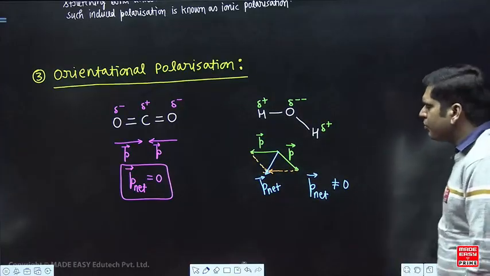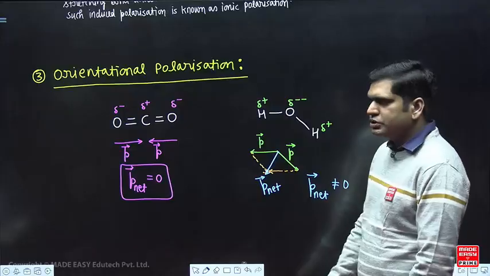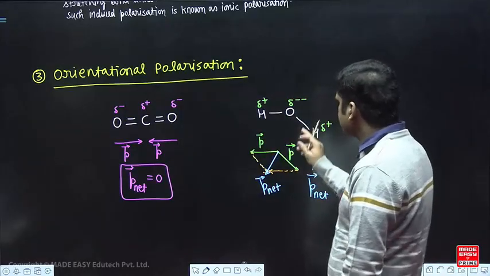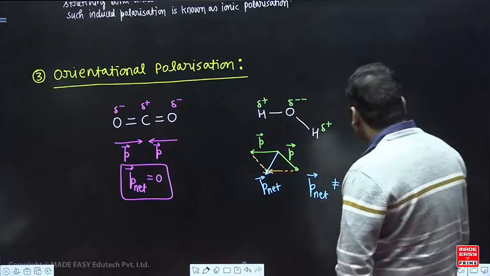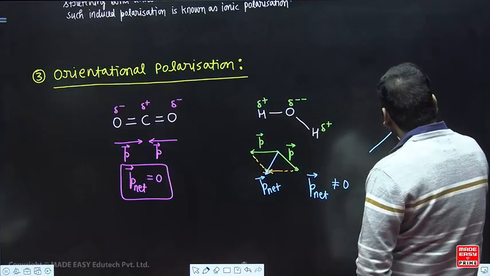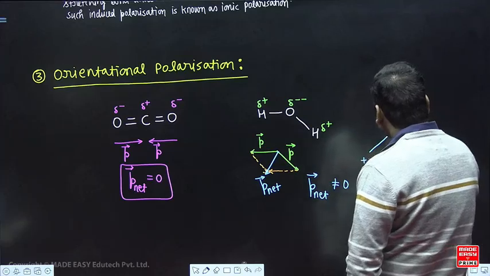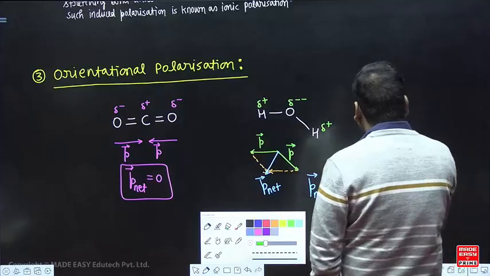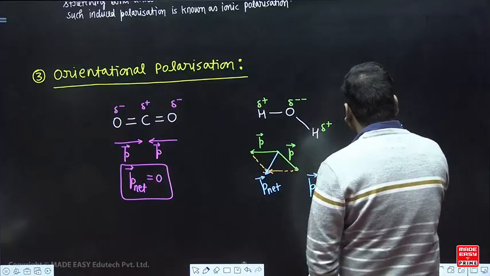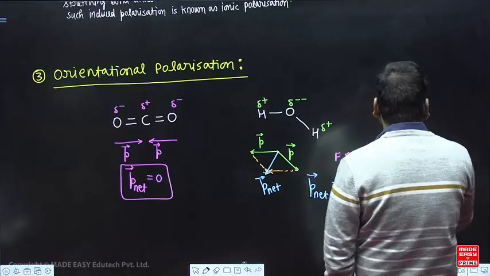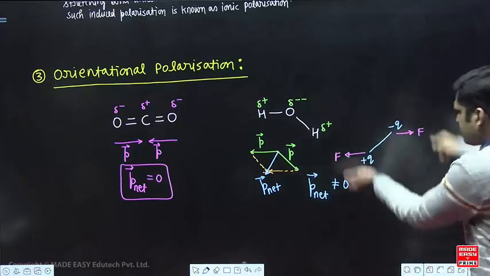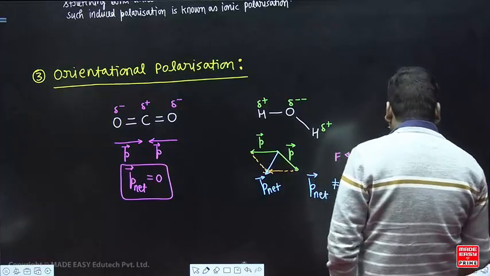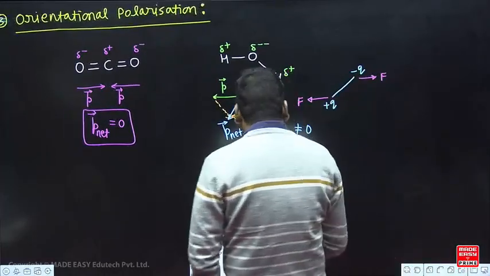This non-zero dipole moment is due to the orientation of the molecule. Here the orientation was such that the dipoles were 180 degrees apart, so they cancel each other. Here the orientation is such that the molecule has a certain non-zero dipole moment, effectively negative charge here and positive charge here. Suppose you apply an electric field, and it applies force on the positive charge in this direction, then on the negative charge the force will be in the opposite direction. This force makes a torque that tries to rotate the molecule. So the electric field applies torque.